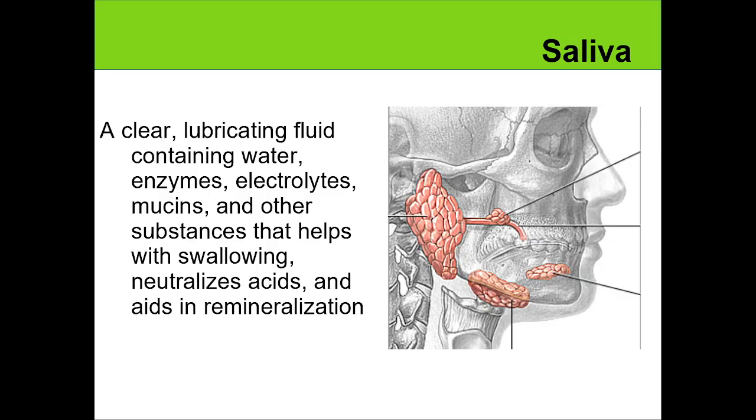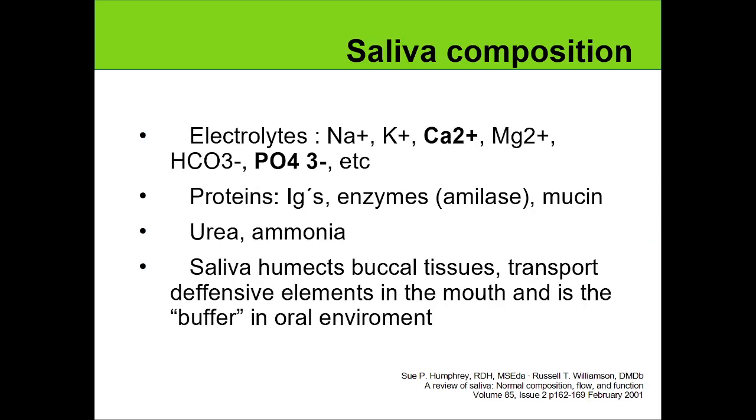Saliva is a clear lubricating fluid based in water, which means it's a polar solvent that contains enzymes, electrolytes, mucin, and other substances. Saliva helps to swallow the food and is also the beginning of food digestion because saliva contains an enzyme named amylase. Also, saliva neutralizes acids and aids in enamel remineralization.